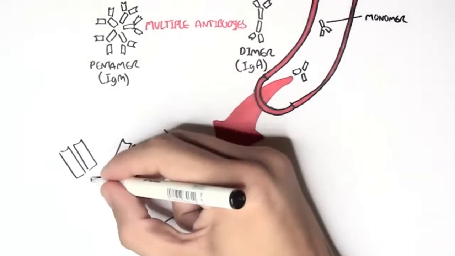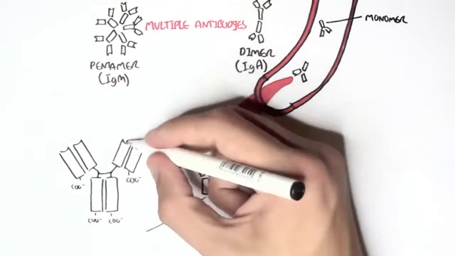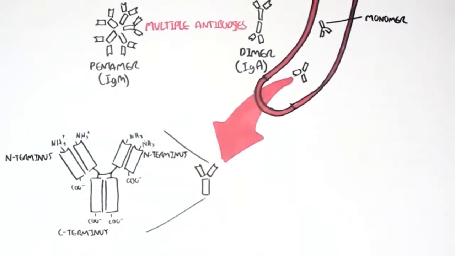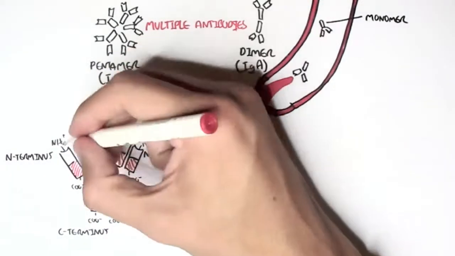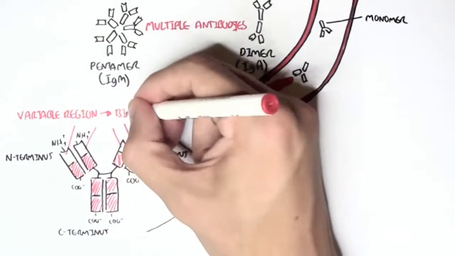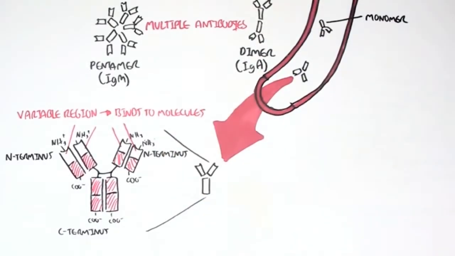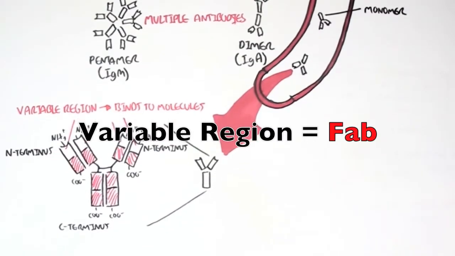Because antibodies are protein, antibodies have an N-terminal with a termination ending in an amine group, and then a C-terminal termination with a carboxyl group at the other end. And also remember about antibodies, this region here is the variable region, which will bind onto antigens, which will bind onto molecules of a pathogen. Now, the variable region is also known as the Fab portion of the antibody.